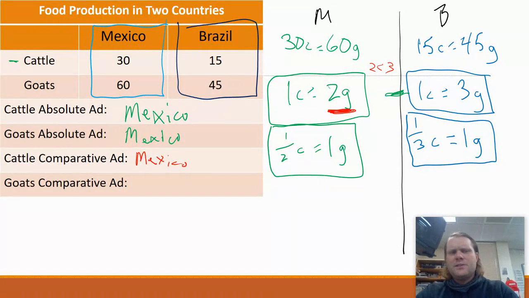All right, makes sense. They had the absolute advantage in producing cattle and goats. They got to have the comparative advantage in producing at least one of them. Okay, you might think that it's both. All right, so now we got to compare 1/2 versus 1/3 because we're on the goat side.